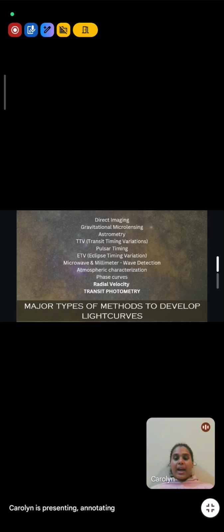Then we have eclipse timing variation. Eclipse timing variation is similar to TTV, more like TTV. If TTV was looking into transit timing variations, it's more like a clubbed thing, right? TTV is looking at any kind of transit timing. Now, ETV is specific to a variation in the timing of eclipses that take place. So it basically deals with shadow casting rather than light falling, right?